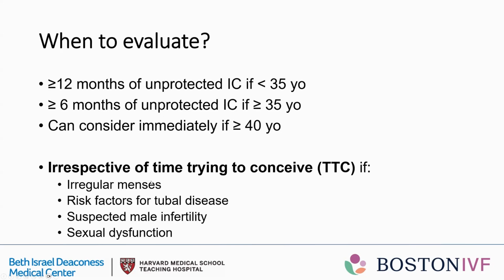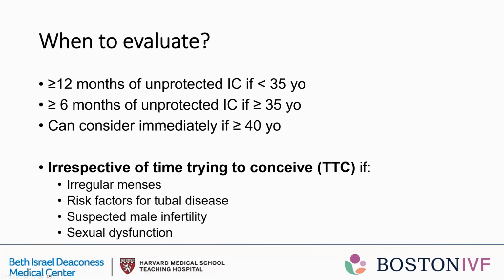And this evaluation is done irrespective of how long they've been trying to conceive if a patient has irregular cycles, if they have any risk factors for tubal disease, if there's a suspicion for male factor infertility, or if they have a history of sexual dysfunction. So if they have any of these, you really don't have to wait the 12 or 6 month mark before you evaluate them.